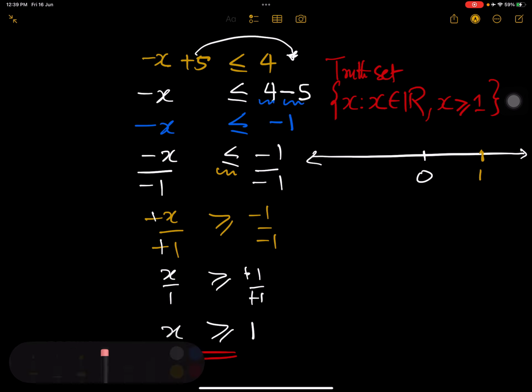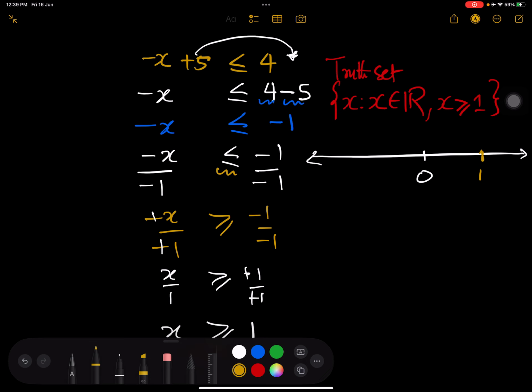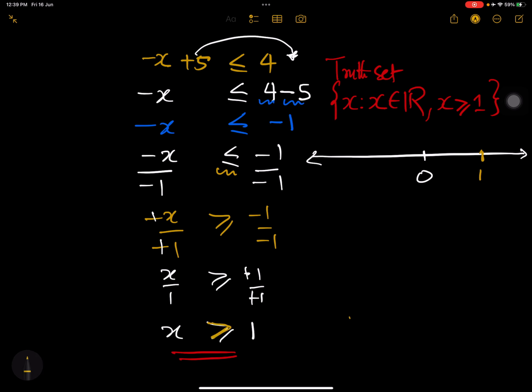So after doing that, remember, look at this sign here. This sign is greater than or equal to, and look at the elbow. It's showing to the right hand side. So we need to draw a ball on top of the 1 and do an arrow to the right hand side. Now it is greater than or equal to, so we need to shade inside the ball with the arrow pointing to the right. And there you have it.